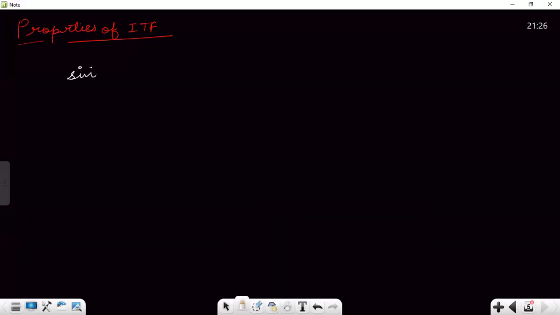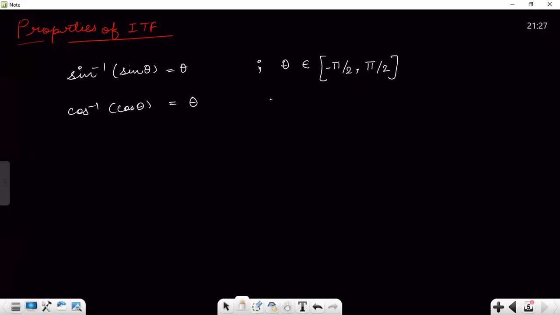First, simple: sine inverse of sine theta is theta. The thing to understand here is that theta should be in the principal domain, or principal range as we call it, for the inverse trigonometric function. For cos inverse of cos theta, this will also become theta, given that theta lies in 0 to pi.